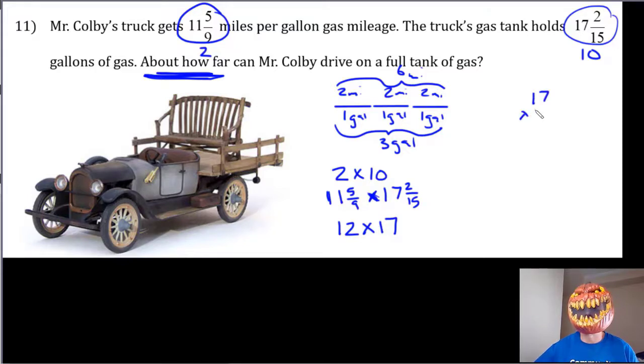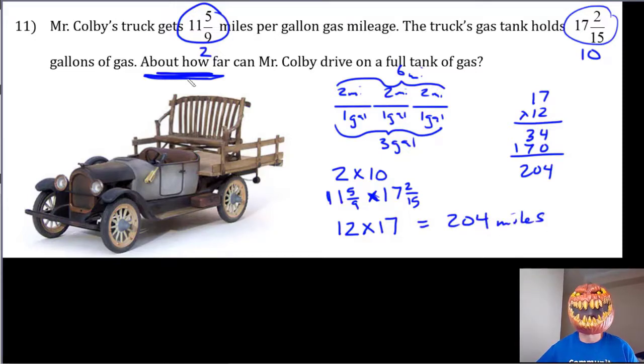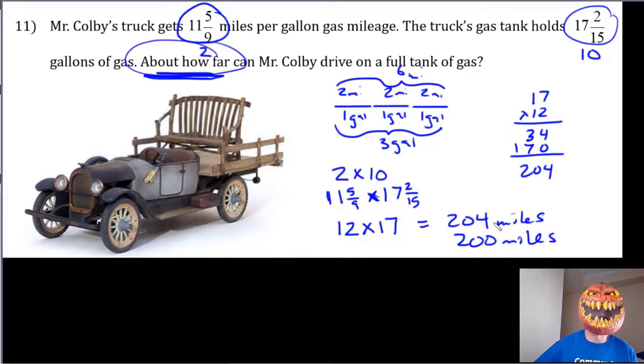And so now we can just do this multiplication to get our estimate. 17 multiplied by 12. 2 17s is 34. 17 times 1 is 17, and so we get 204. So this equals 204 miles. Or since it's an estimation problem, even if you said 200 miles, it's a nice round number. Anything real close to 200 miles would be a good estimate for this problem.